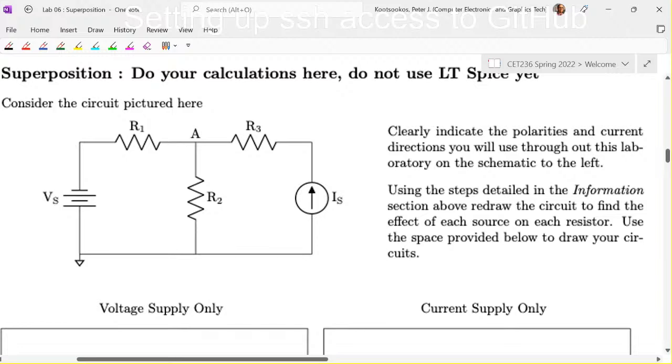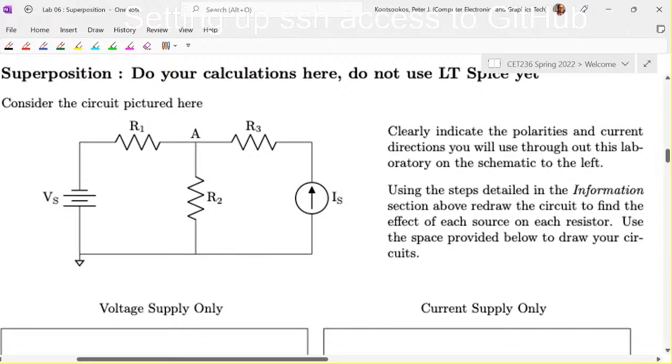But it gets worse, right? Because we're doing superposition. So you're going to have to construct three circuits in the lab. There's the circuit fully formed, there's the circuit replacing the current source with its ideal, which is an open circuit. That's pretty easy. There's the circuit where we replace the voltage source with its ideal. So that's just a short circuit.